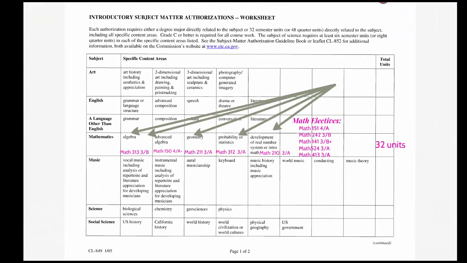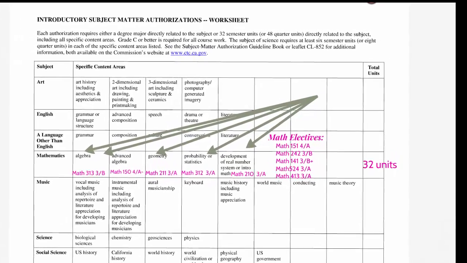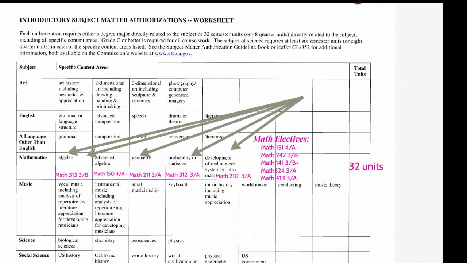You can qualify for the subject matter authorization with at least 32 semester units in the subject and have taken at least 3 units of coursework in each of the specific content areas. In this example, the educator is earning a math subject matter authorization. This educator has completed at least 32 semester units in specific math content areas including algebra, advanced algebra, geometry, probability or statistics, and elementary math or real number system or introductory math. The additional units can be math elective courses as long as they total 32 or more.